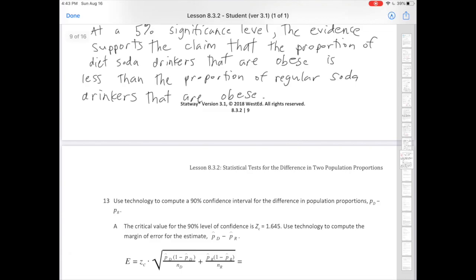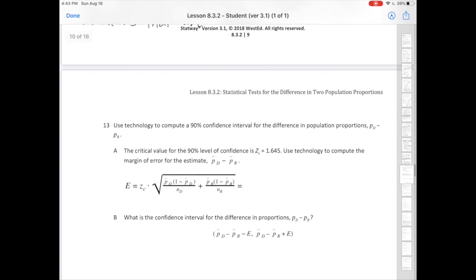So let's move on. Let's look at number 13. Use technology to compute a 90% confidence interval for the difference in population proportions, PD minus PR. Now, we have not done a confidence interval in a few sections, right? Because we've been learning about hypothesis testing. So we're doing this so that we can approach this data in two different ways, right? Before, what we just answered was a hypothesis test, but now we're going to approach the same thing using the confidence interval approach. So using our samples, let's go ahead and construct a confidence interval.